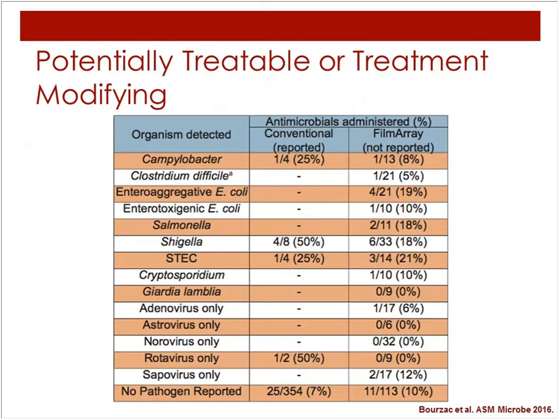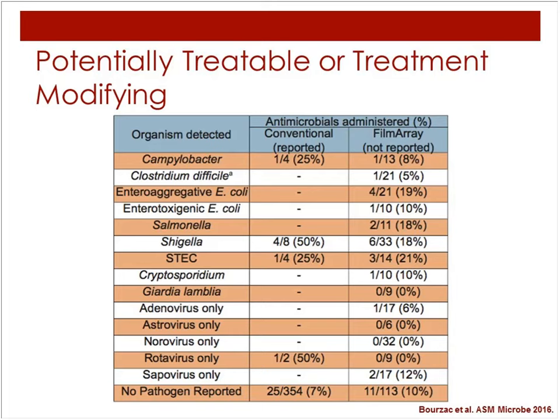We looked at the potential treatable or treatment-modifying results within this pre-intervention group when the GI panel was performed compared to conventional methods. When you look at just standard of care testing, antibiotics were initiated in 25 to 50% of patients that had a treatable gastroenteritis, such as Campylobacter and Shigella. And antibiotics were also given to patients with Shiga toxin-producing E. coli, rotavirus, or in patients with negative results.